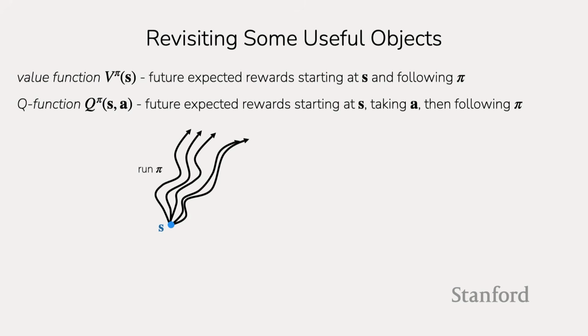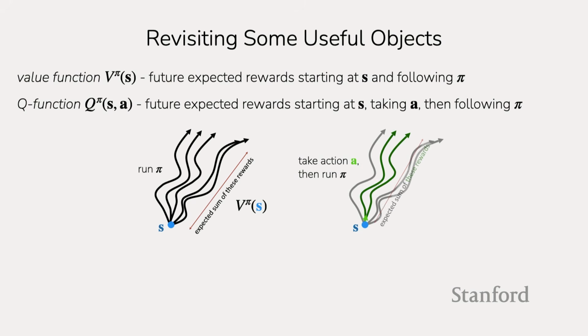So here are some pictures on the slide. If we start from state S, run our policy, we compute the expected sum of the rewards along these trajectories, then that gets us the value of a state. And then if instead we take action A first and then run pi, then we get the Q values, and it's just the sum of the rewards if we had started with action A.